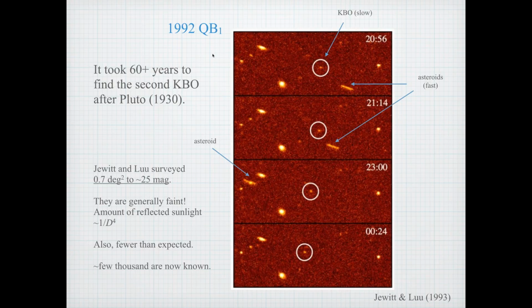motion in the sky. So these 4 pictures were taken by Jewett and Liu, published in 1993. They surveyed a very small area in the sky, 0.7 square degrees down to about 25th magnitude, and tried to look for these things. The 4 pictures here are separated by minutes to hours. You can see that the object in the circle is moving across the sky.